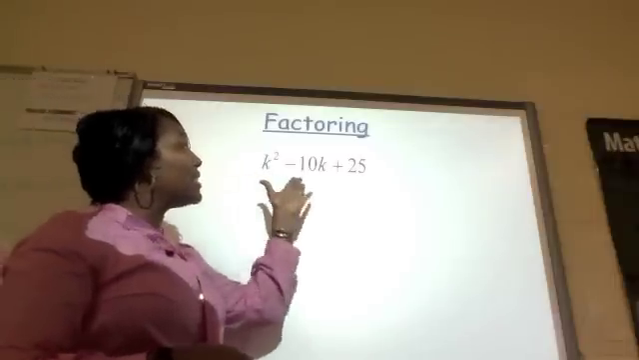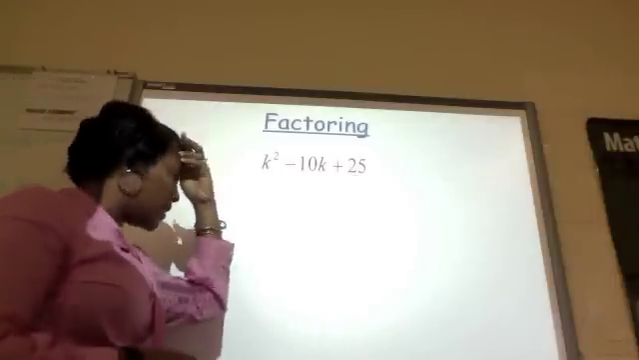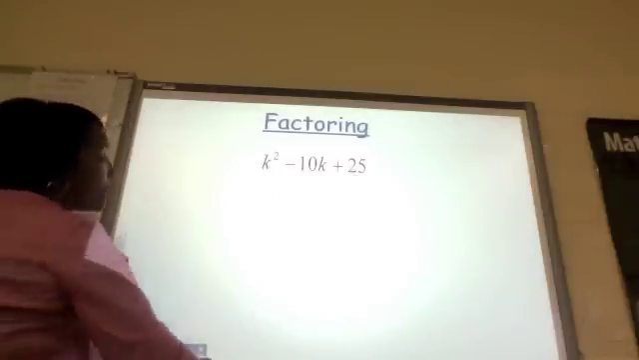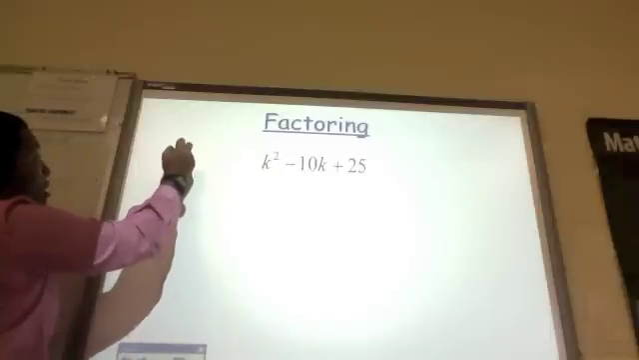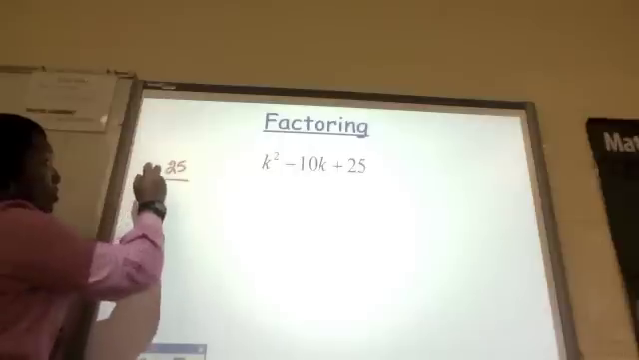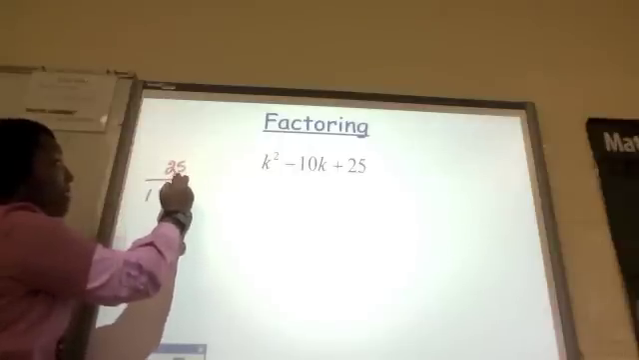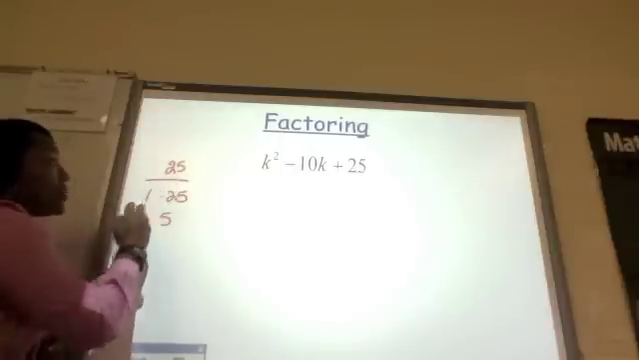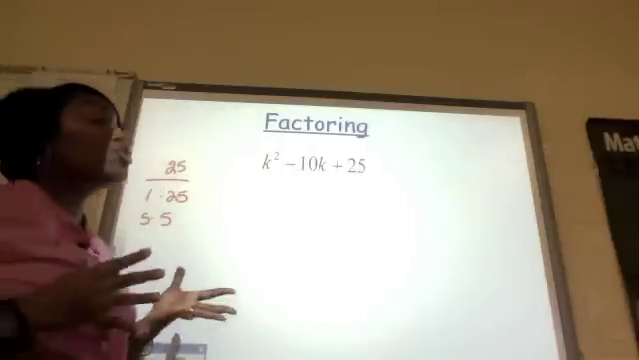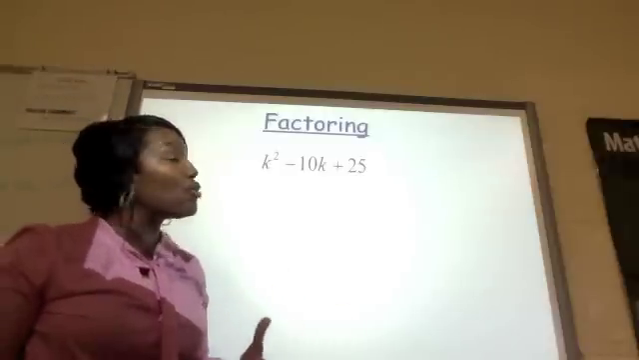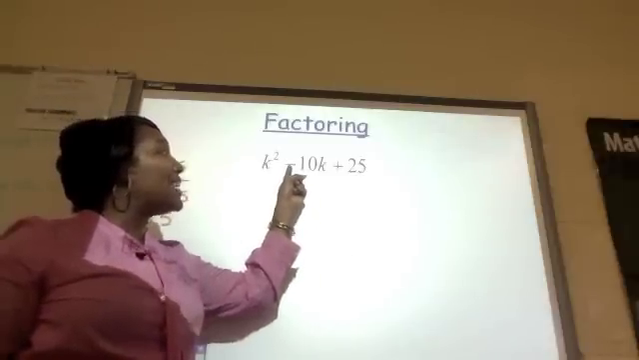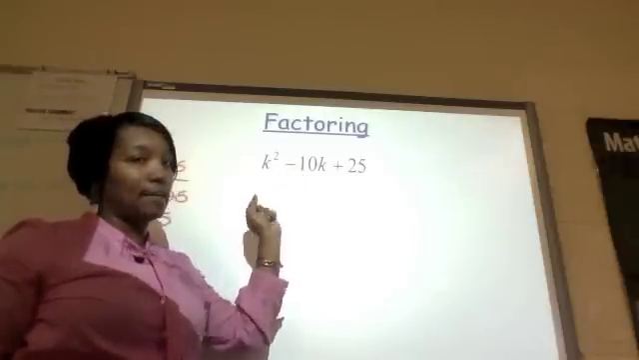Again, this is in standard form. I'm going to look at the last number, which is c, and 25. So list my factors. 1 times 25 and 5 times 5. Okay? Which two numbers can I add or subtract that will give me a negative 10?